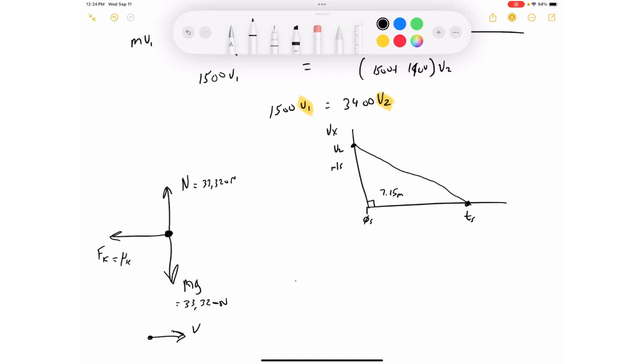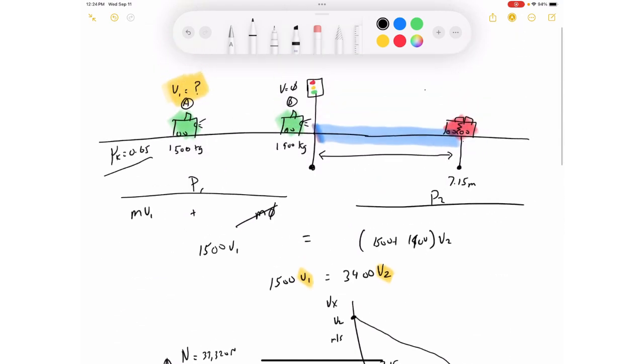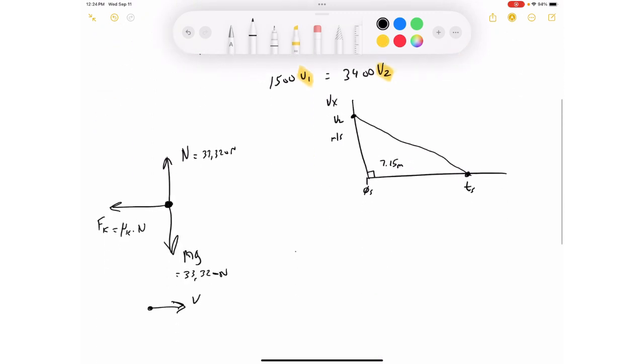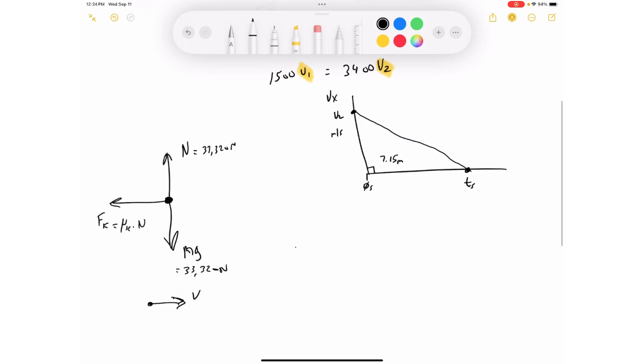Great. And then the kinetic friction, you may remember, is just mu sub k, the coefficient of kinetic friction, times the normal force. Up here at the top, it says the coefficient of kinetic friction is 0.65. So I do 0.65 times the normal force, 33,320, and I should get the force of kinetic friction is 21,658 newtons. Okay, great.